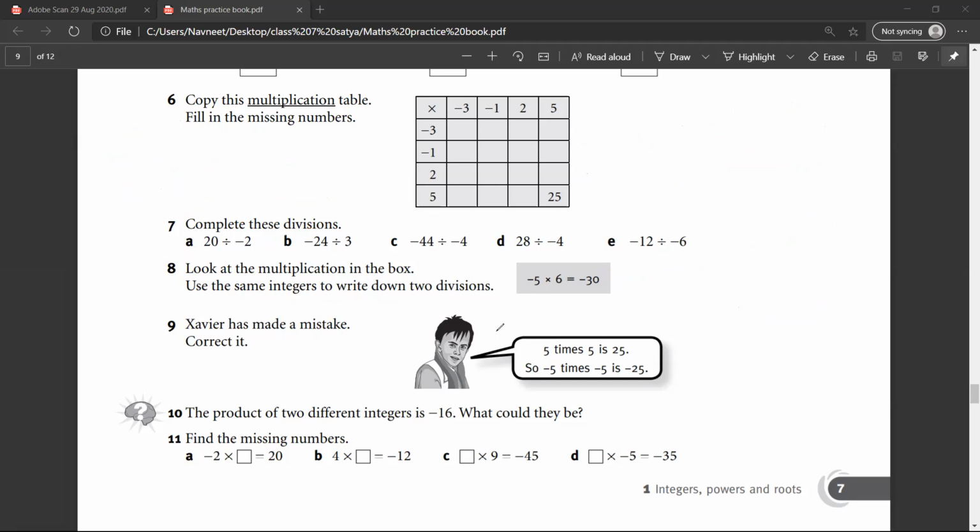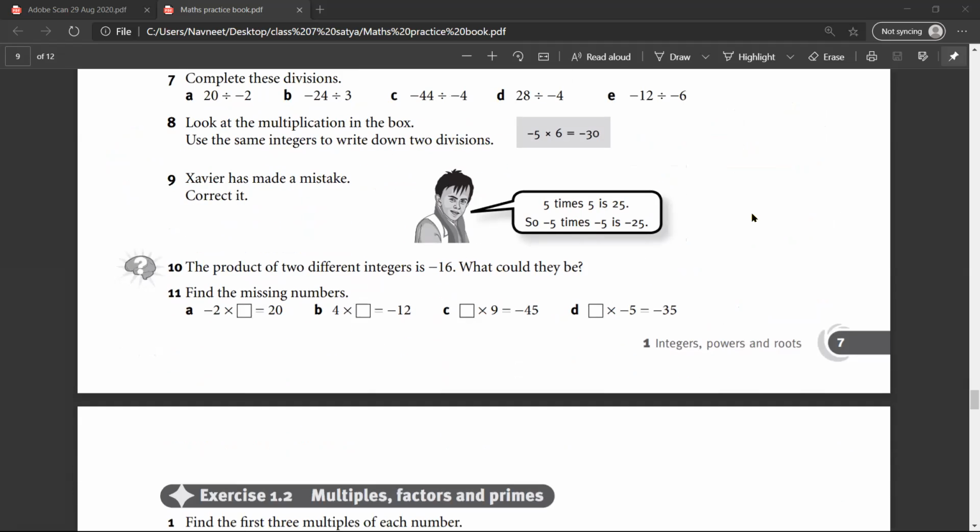Xavier has made a mistake, correct it. 5 times 5 is 25. So minus 5 times minus 5 is 25. What is the mistake, Mr. Satya? Minus minus will be plus. Yes, sir. Any other mistake? Is there any other mistake? I'm not getting it, sir. There's no other mistake. This is wrong. Minus 5 into minus 5 is 25. So you are correct.